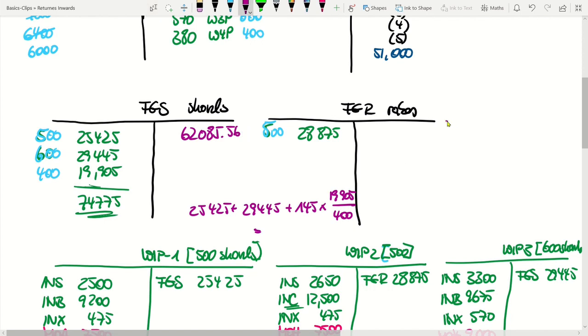and I record a cost of sales account, $62,085.56. Might be better to call this bookkeeping entry 17.2.